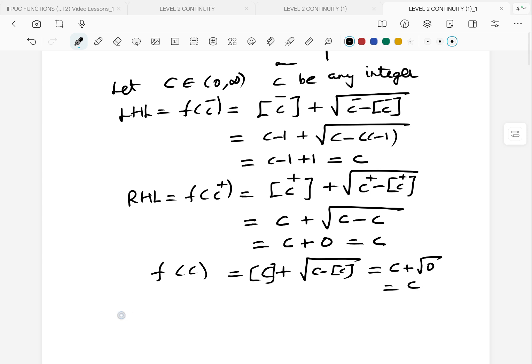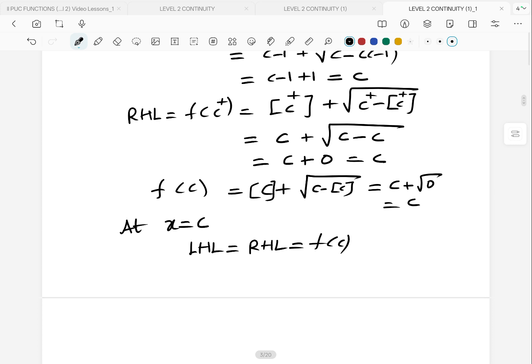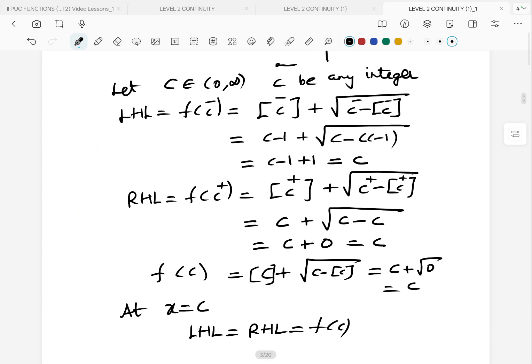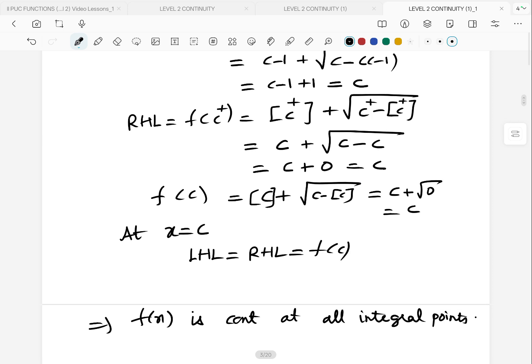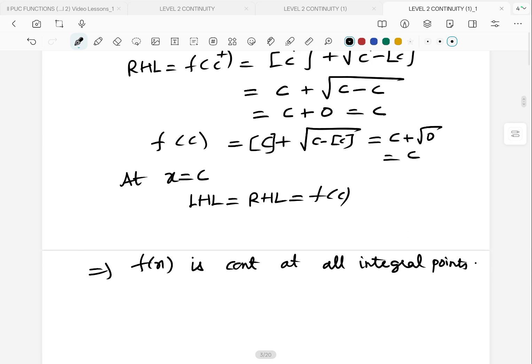So, what you observe here is at x equal to C, which is an integral point, you prove that LHL equal to RHL equal to f of C. So what is the conclusion then? This implies f of x is continuous at all integral points. Because C is an arbitrary number, taken from 0 to infinity as an integer, we are able to prove that left hand limit equal to right hand limit equal to value of the function. So this function is continuous at all integral points.